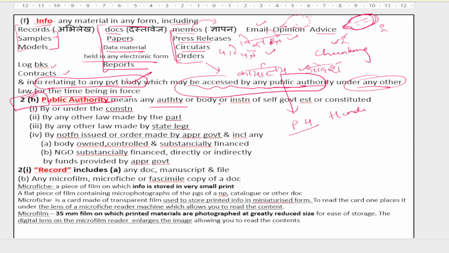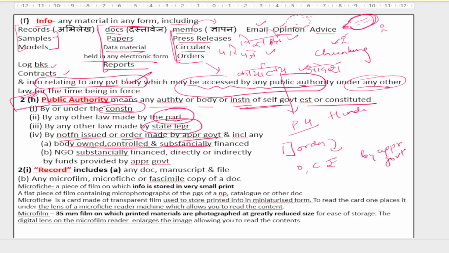So public authority means any authority or body or institution of self-government established or constituted by or under the Constitution, by or under a law made by Parliament, by any other law made by the state legislature, by notification issued or order made by appropriate government, and includes any body owned, controlled and substantially financed by appropriate government, and also includes NGOs that are substantially financed directly or indirectly by appropriate government. So these are included in the definition of public authority.